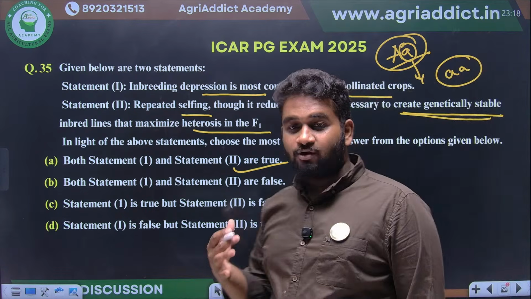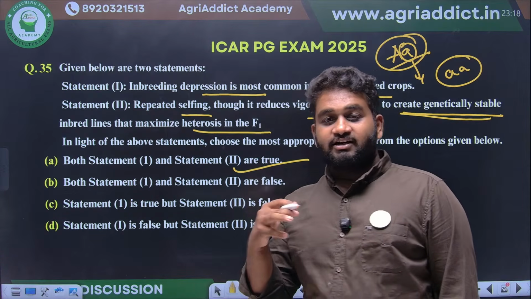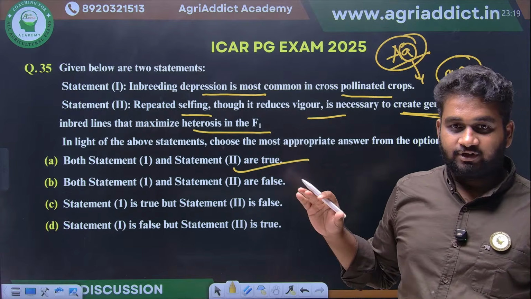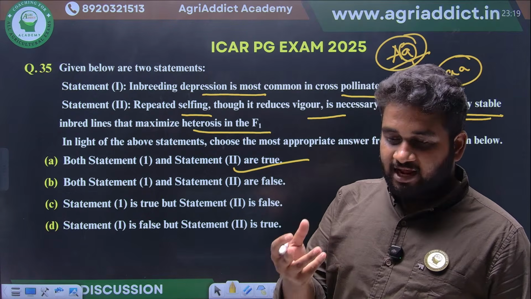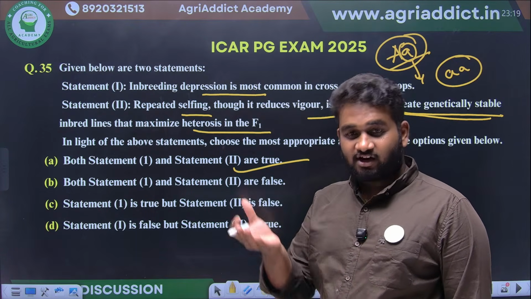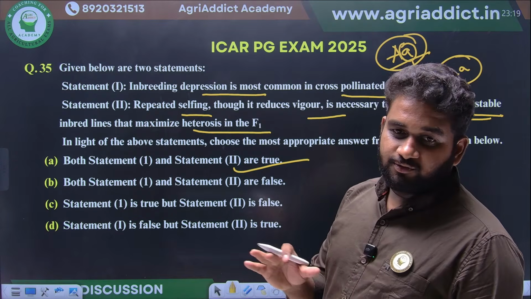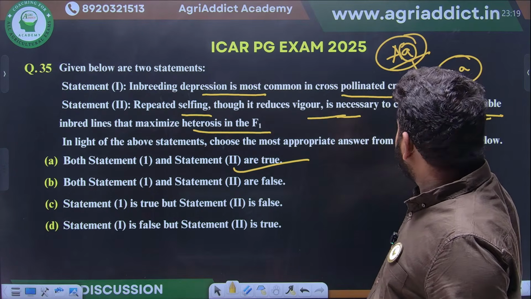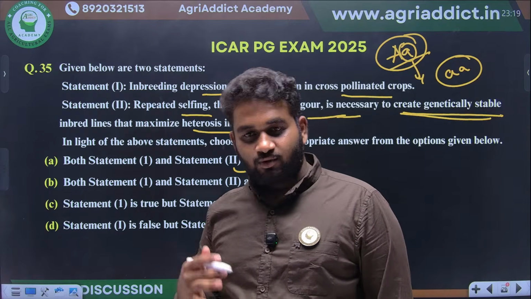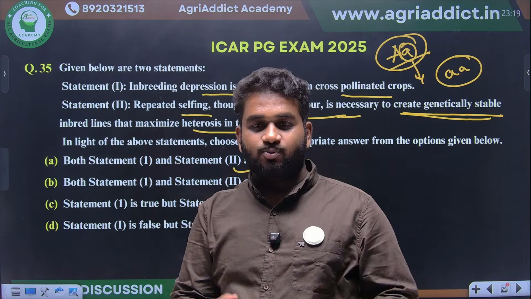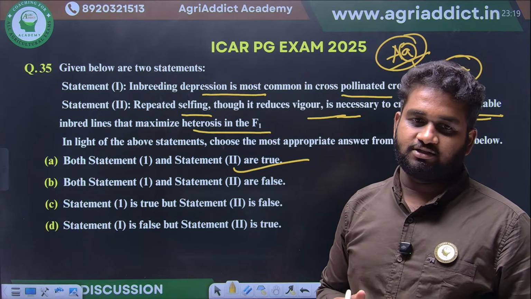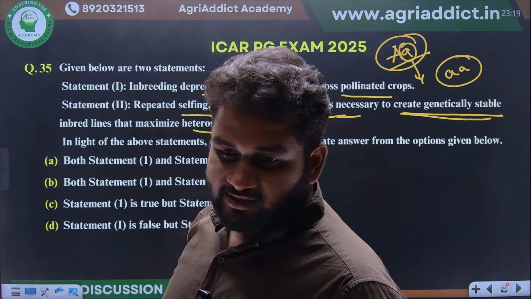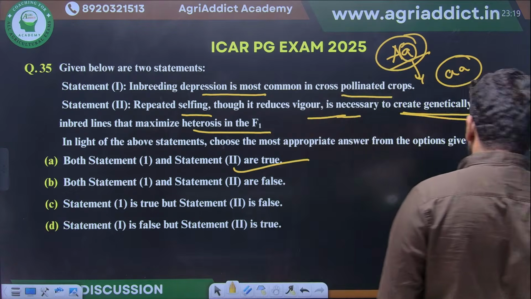But in self-pollinated crop plants, they love homozygosity. Whatever deleterious recessive alleles there were, they were already exposed to the environment in the earlier generations. After that evolution, any recessive alleles they have are not deleterious, and they are already fixed in the population. That's why you will not see inbreeding depression in self-pollinated crop plants. Repeated selfing, though it reduces vigor, is necessary to create genetically stable inbred lines. Yes, you should go for inbreeding so that you get homozygous individuals as inbreds, so that when you cross both homozygous individuals, you get stable or maximized heterosis. Both statements are true. Yes, good example, good Shinchan.